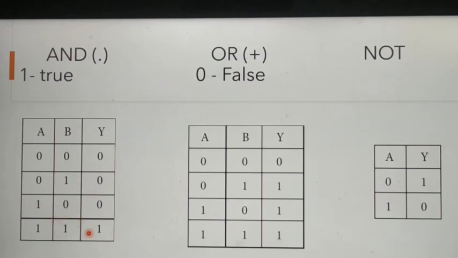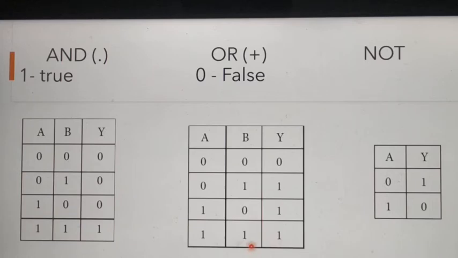If all the inputs are true, our output will be true. But in the OR gate, it is just like addition, so its operator is given as plus. Here 0 plus 0 is 0, 0 plus 1 is 1, 1 plus 0 is 1. So 1 plus 1 is not 2; here we have to put 1 only.